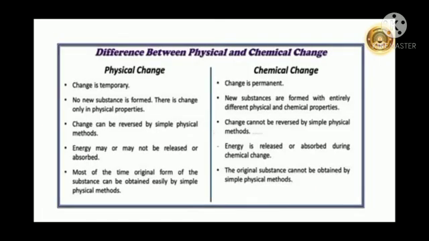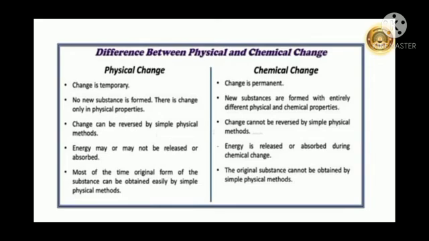Now let's see the difference between a physical change and a chemical change. A physical change is a temporary change, whereas a chemical change is a permanent one. In a physical change, no new substance is formed. There is change only in physical properties. In a chemical change, new substances are formed with entirely different physical and chemical properties. In a physical change, the change can be reversed by simple physical methods. In a chemical change, the change cannot be reversed by simple physical methods.